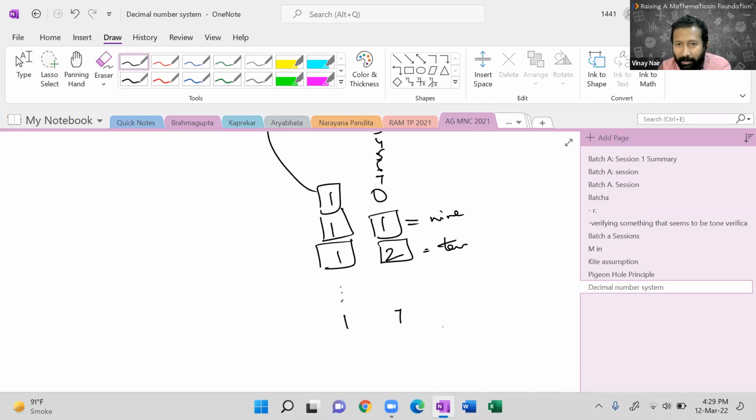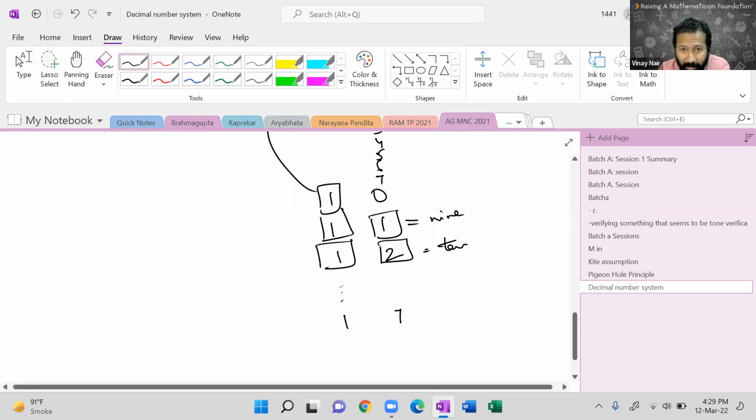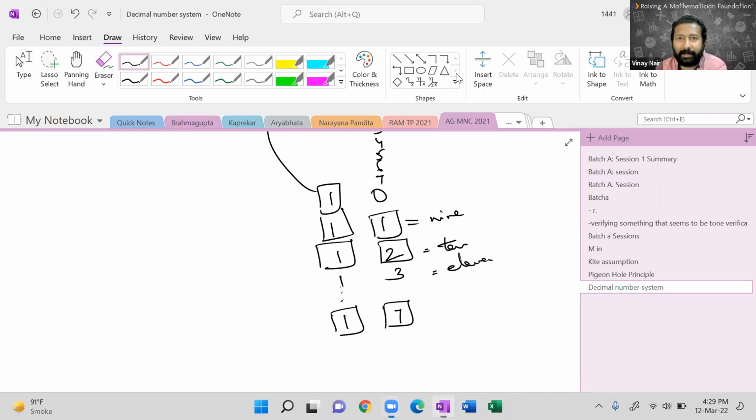I'm going to ask you, if 1, 3 is 11, message me in the chat what is the value of 1, 7. You can calculate and then try to find what is the value of 1, 7. What does 1, 7 represent?